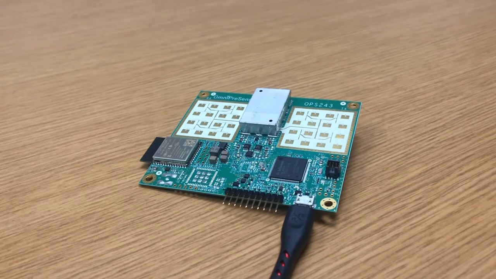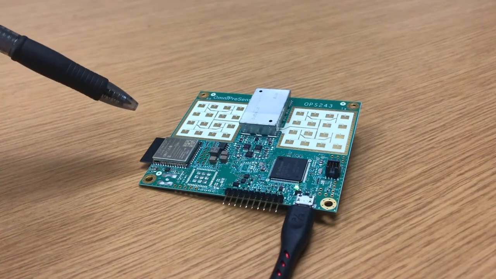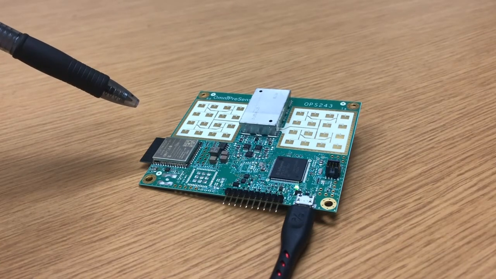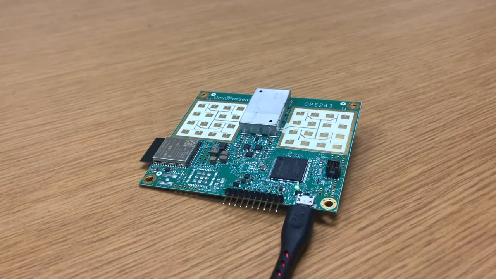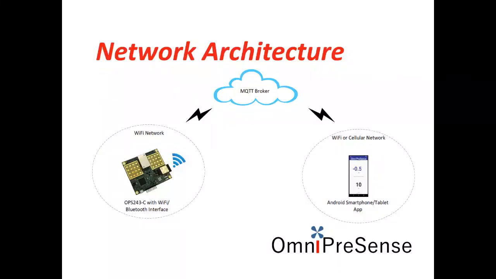Here's the new OPS 243 with Wi-Fi support. The Wi-Fi module is on the left side of the board with the antenna extending over the side. The module is actually a combination Wi-Fi and Bluetooth module, and it makes use of Bluetooth for enabling the Wi-Fi network connection. The OPS 243 Wi-Fi solution is designed to seamlessly connect into a Wi-Fi network and start streaming the sensor data to the cloud and the available app.